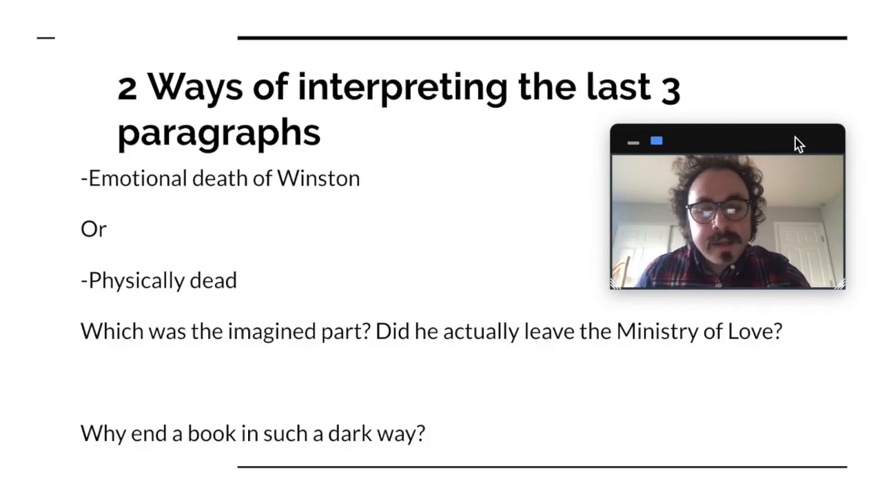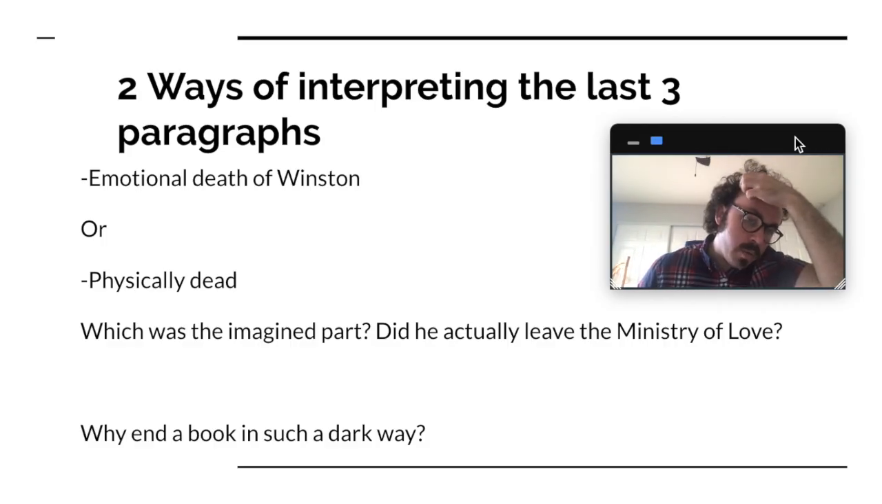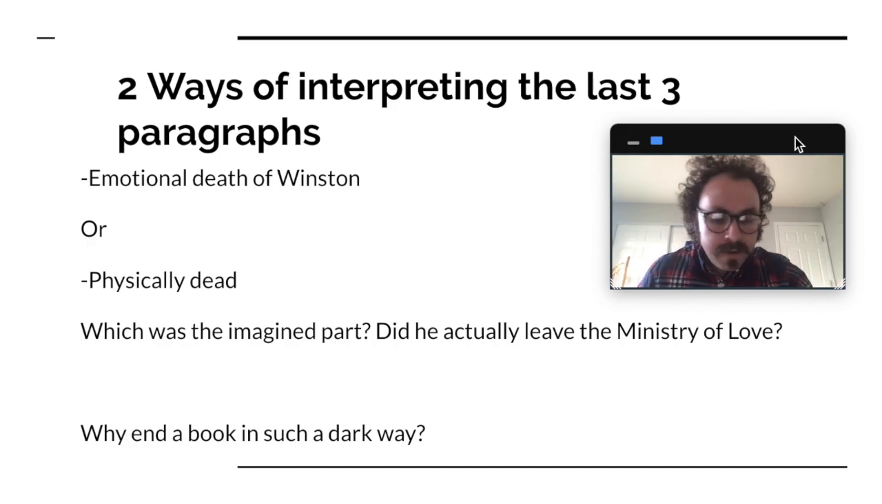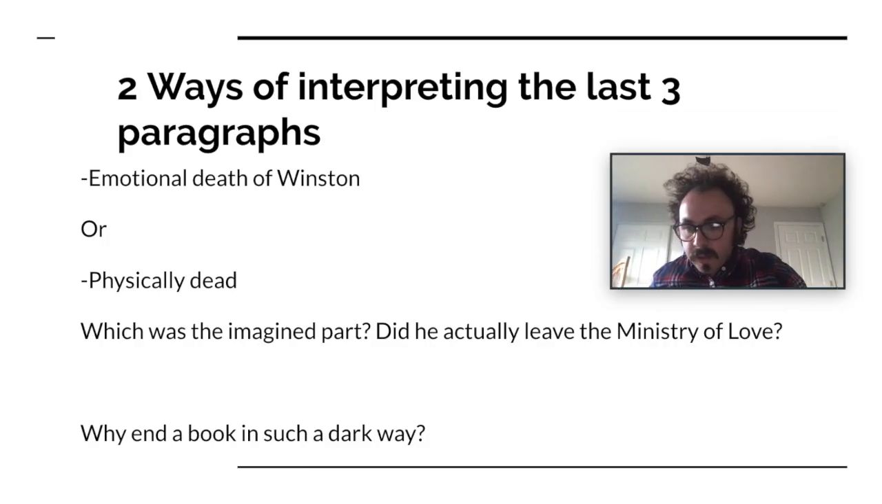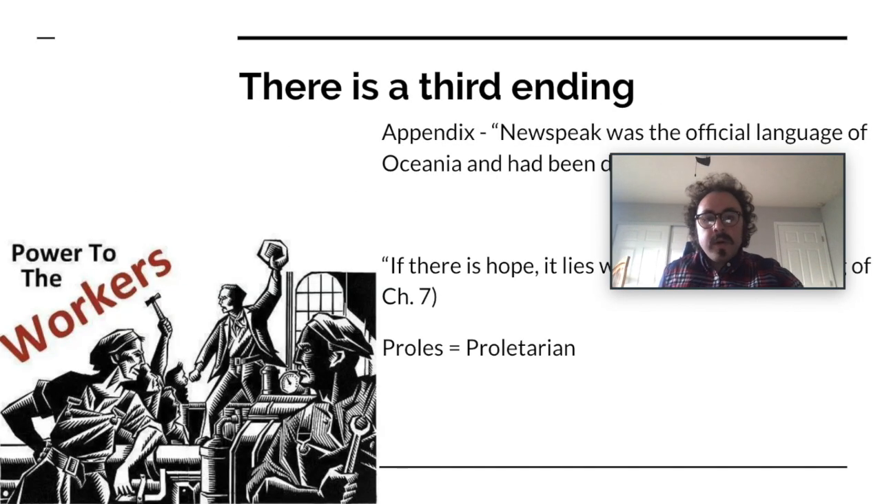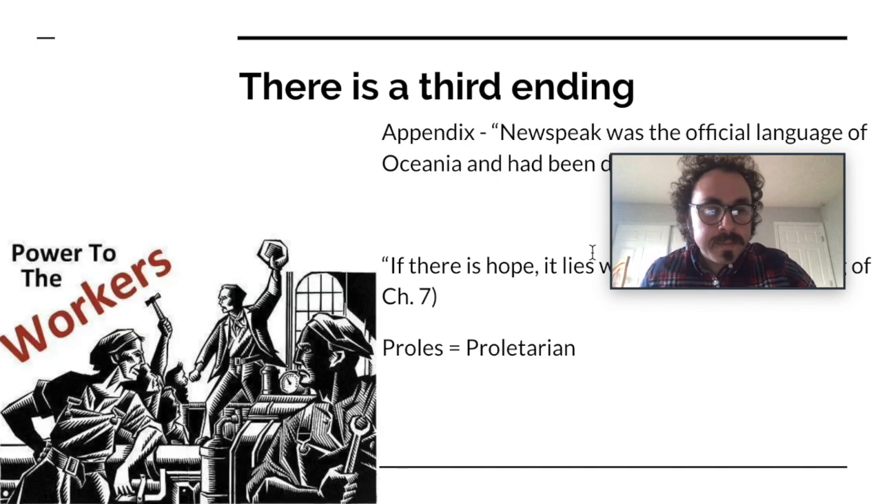The third ending is kind of my answer to that. So I want you to ask yourself, why would you end a book in such a dark way? That's what most people think 1984 ends with, but I think it actually has a fairly hopeful ending. And that can be found in the very next page, which is the appendix. And so let's go there. So there's a third ending.